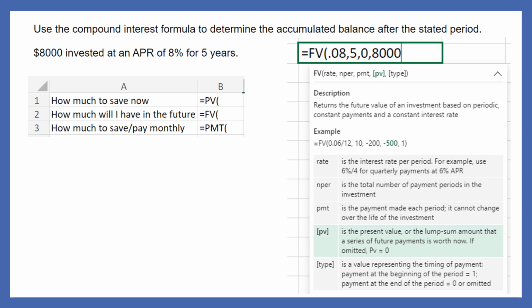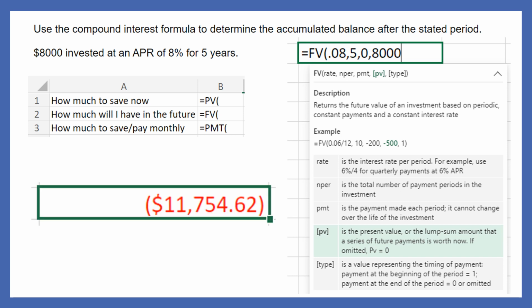You can see I have to put my rate and then my number of periods, which is just, in this case, 5 years. I'm not making monthly payments in this case, so I'm going to put 0 for PMT. And then lastly, I'm going to put my PV, my present value, my lump sum that I have in the present, which is $8,000. When I put all that in, I can press enter, and it gives me my answer as $11,754.62. So if I put $8,000 invested at 8% for 5 years, compounded annually, it'll give me that result.